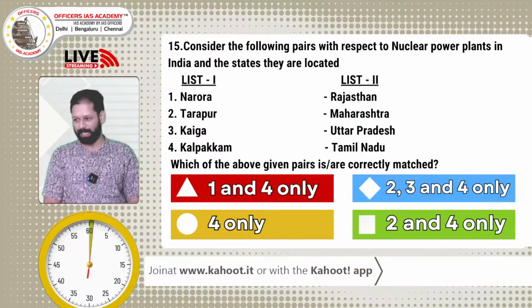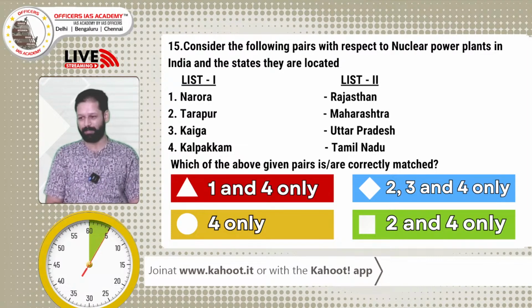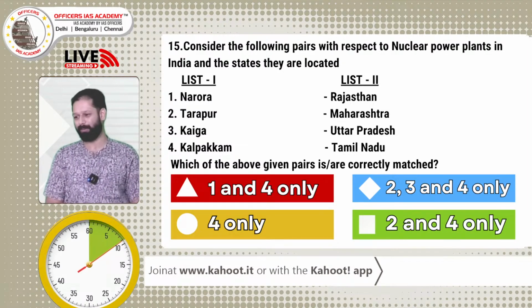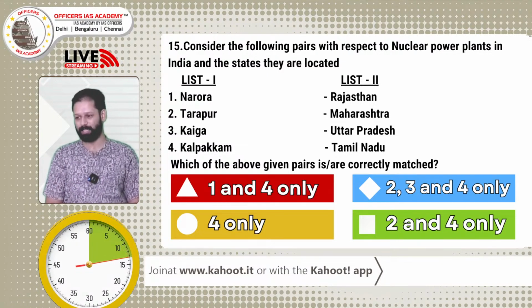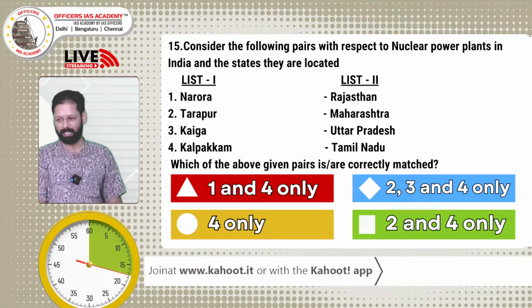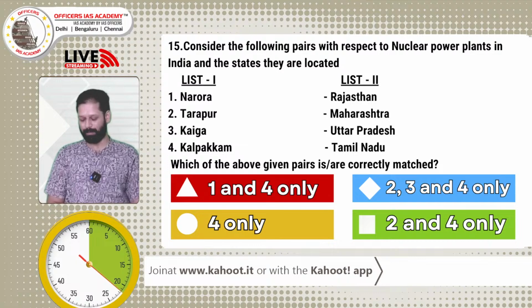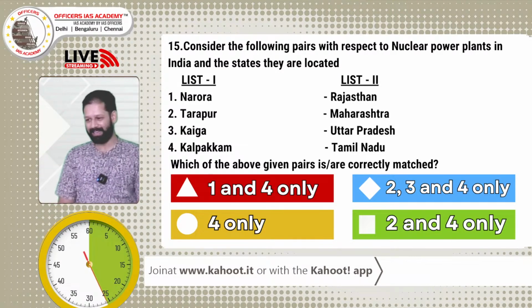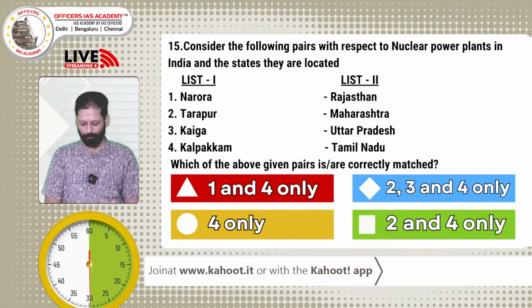Question number 15. Let's see what it is about. Of course, it is something which will throw you off your feet. Consider the following pairs. It is a match the following question with respect to nuclear power plants in India and the states in which they are located. You have list 1 and list 2. Narora in Rajasthan, Tarapur in Maharashtra, Kaiga in Uttar Pradesh, and Kalpakam in Tamil Nadu. Kalpakam alone, I'm sure nobody would miss. But the other 3, they're not very familiar names that you hear quite often.